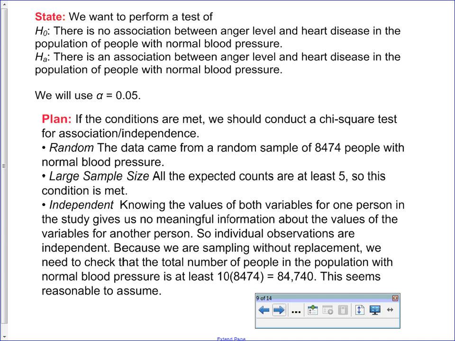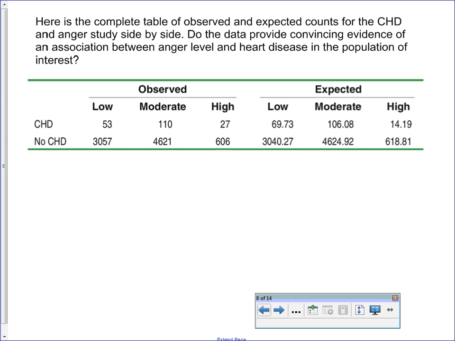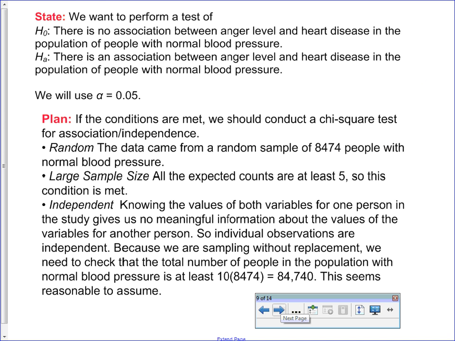So we have to check our conditions. Is it random? Yes, people were randomly selected for the experiment. Large sample size: all expected counts are greater than 5. The lowest expected count is 14. Independence: did we sample less than 10% of the people? Well, we're sampling without replacement. So are there 84,000 people without heart disease? Well, there's several billion people in the world, so 84,000 seems pretty low.